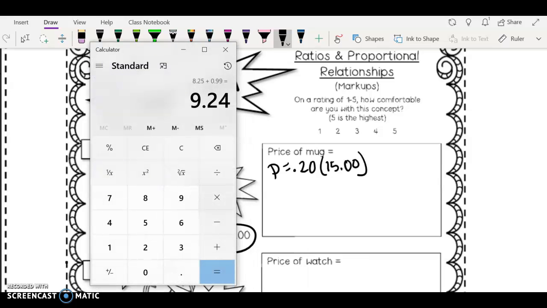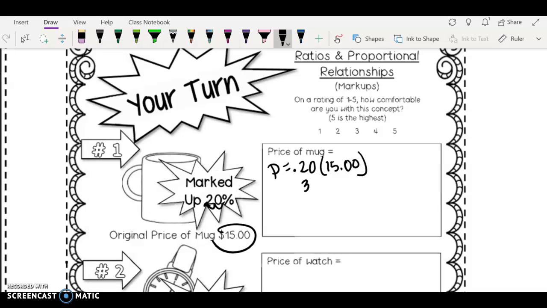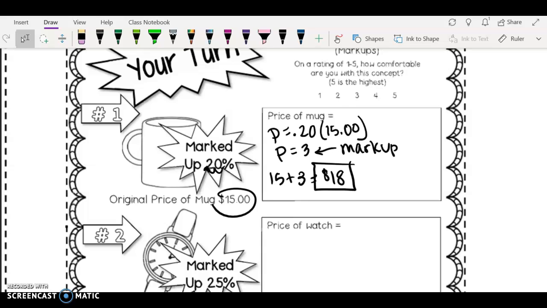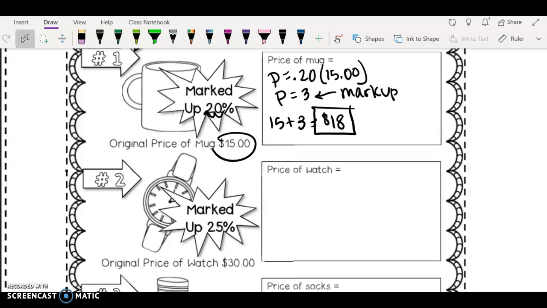So I'm going to take 0.2 times 15, and I get 3 equals my part. So again, this is how much I'm going to mark up my mug. So that means I'm going to take $15 plus $3, which will give me $18 for this mug. Seems a little expensive for a mug, but you do you.